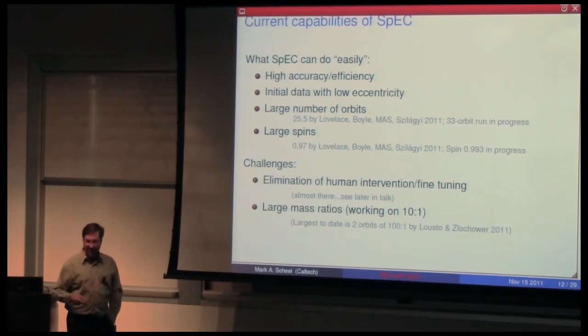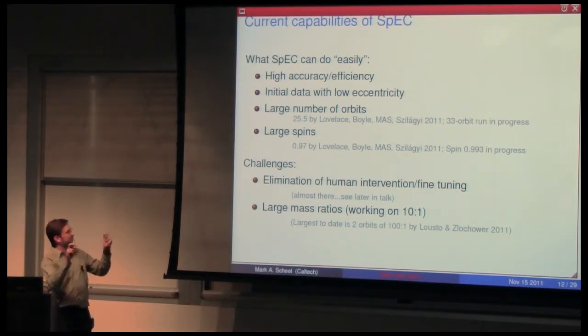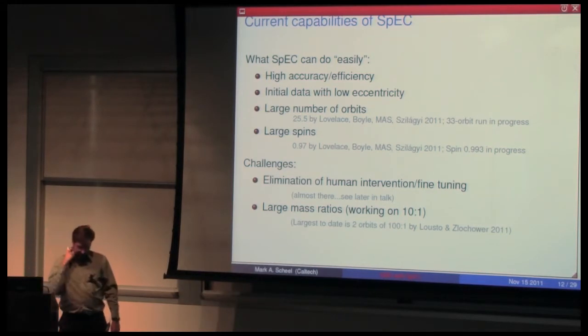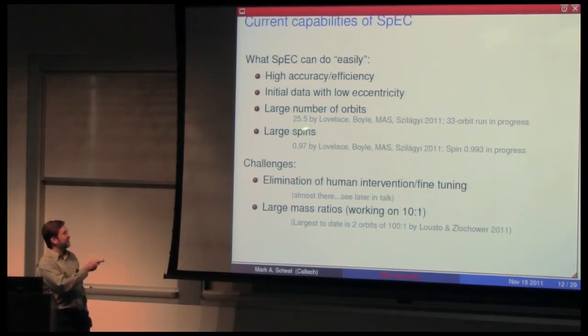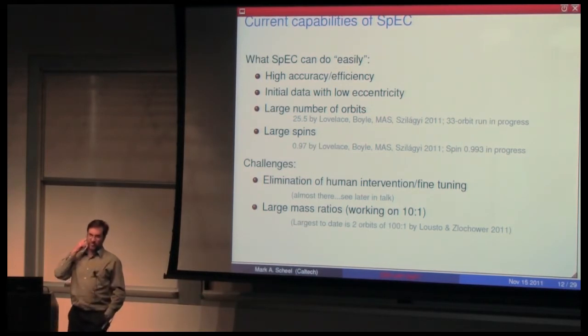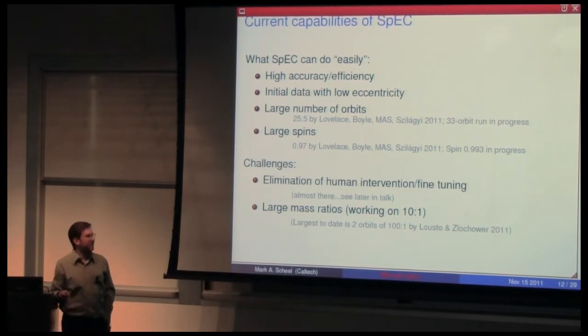Which has also been adopted by other groups, which I'll mention a little bit later. One thing that SpEC can do, again, quote, easily, is evolve a large number of orbits. The largest number of orbits that we have published, in fact, that anybody has published, is 25.5 for some high spin run, and we have a 33 orbit run that's in progress.